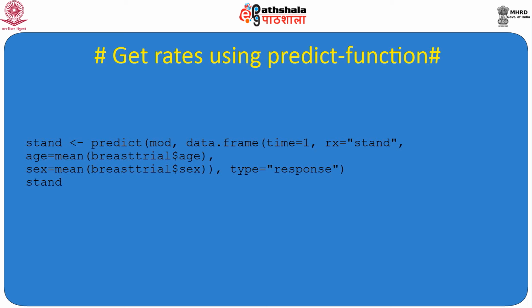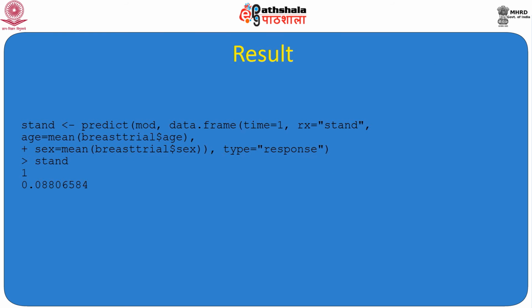So it is to be noted that the predicted value for stand is obtained here just by applying the predict function, and within these parentheses mod is used for time 1. Now we will see the results obtained for the standard arm predictions, given as predict mod with data frame, and it is coming as 0.088065884.